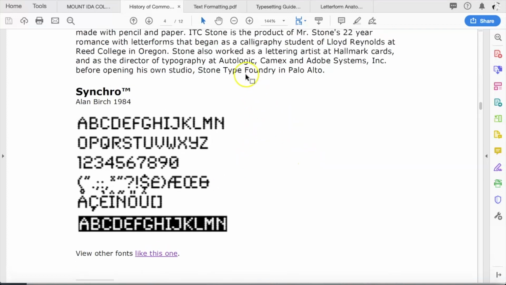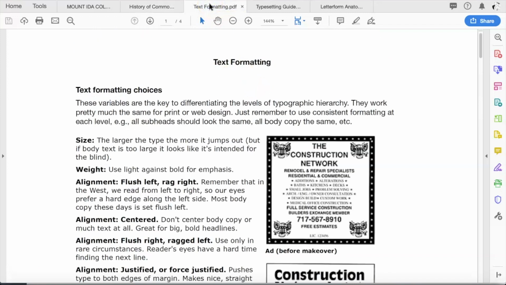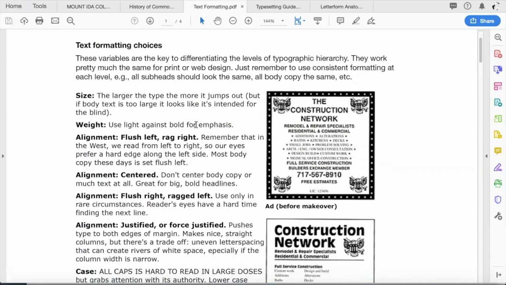Okay, the next handout we're going to look at is about text formatting. Now, this here gives you a pocket guide or rules for the road, as it were, about how to set up type on a page.